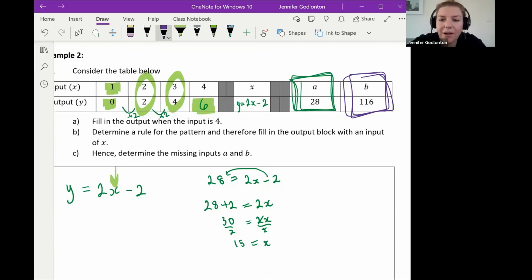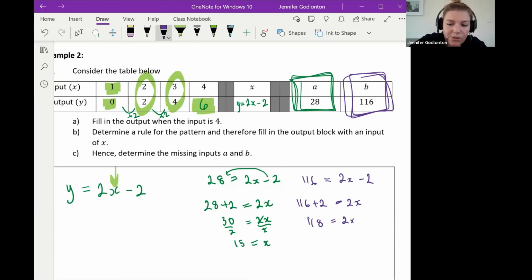Okay, so my output is 116, and I've got 2x minus 2. So the first thing I'm going to do is say 116 plus 2 is equal to 2x. So that's 118 is equal to 2x, which means 59 is equal to x.